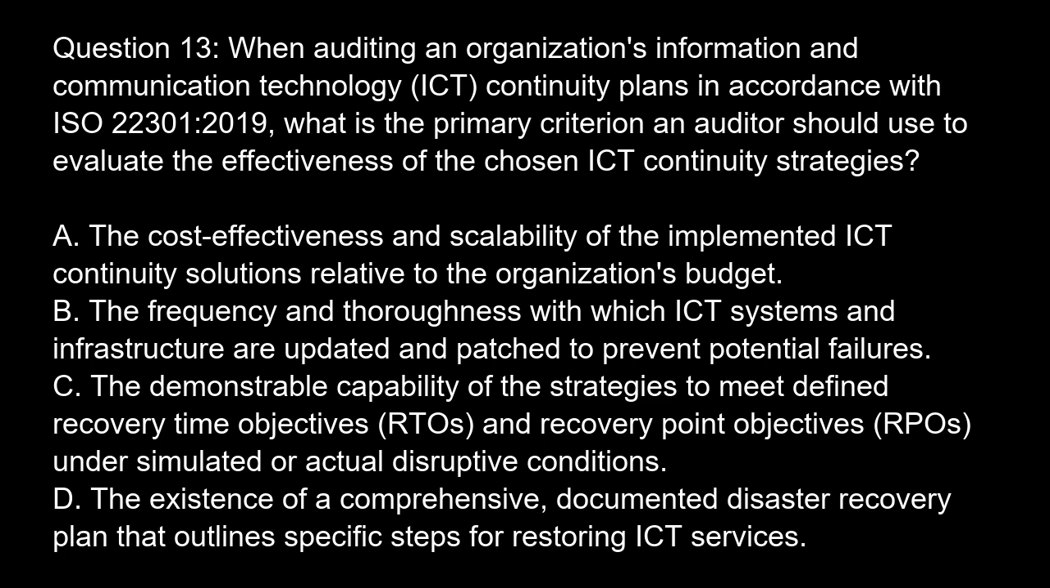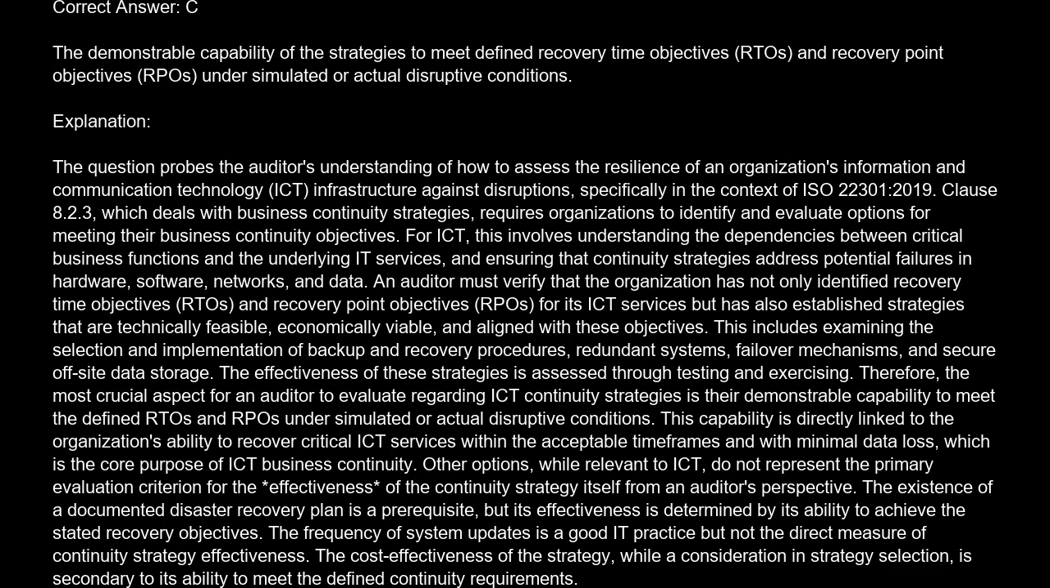Option B. The frequency and thoroughness with which ICT systems and infrastructure are updated and patched to prevent potential failures. Option C. The demonstrable capability of the strategies to meet defined recovery time objectives, RTO, and recovery point objectives, RPO, under simulated or actual disruptive conditions. Option D. The existence of a comprehensive documented disaster recovery plan that outlines specific steps for restoring ICT services. The correct answer is C.